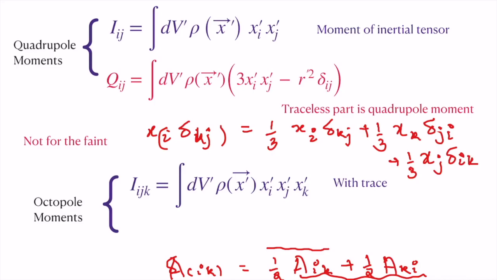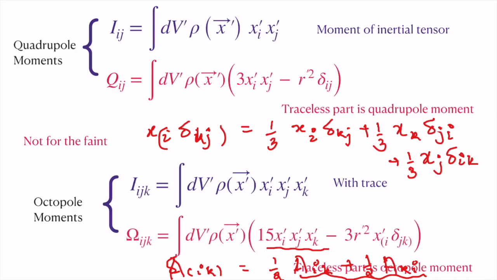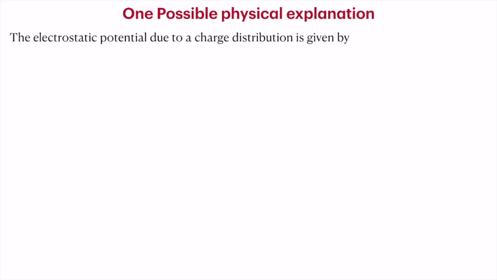But in this case, this expansion would be sufficient and one can calculate the octopole moment. I'm just giving this definition because some of you asked about the octopole moment. So that is this thing. Of course, let's look at the possible explanation with the electrostatic potential due to the charge distribution.